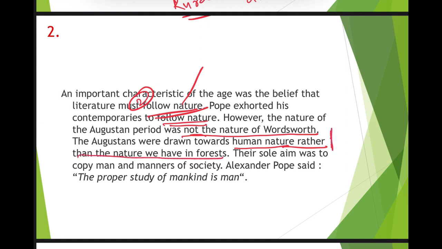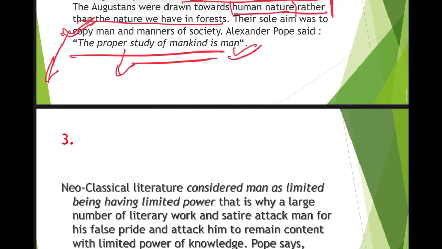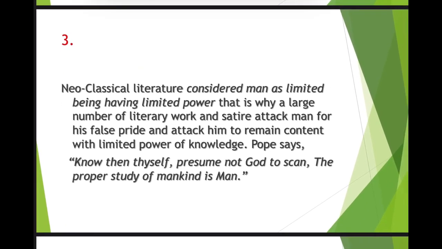This is something which is very important. When they said to follow nature, this is human nature, not the nature which we find in a forest, or as Wordsworth has described in his poems. Their sole aim was to copy man and the manners of society. And the famous line of Alexander Pope: "The proper study of mankind is man." So they focused on nature, but that was human nature, not the nature as depicted by the Romantic poets.